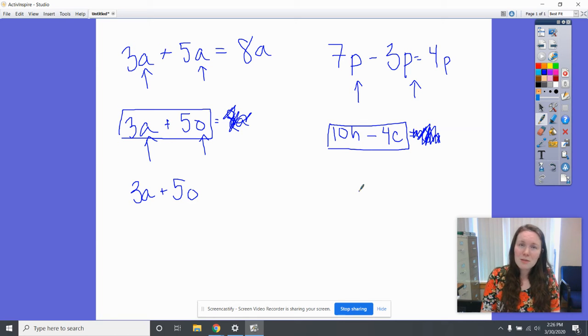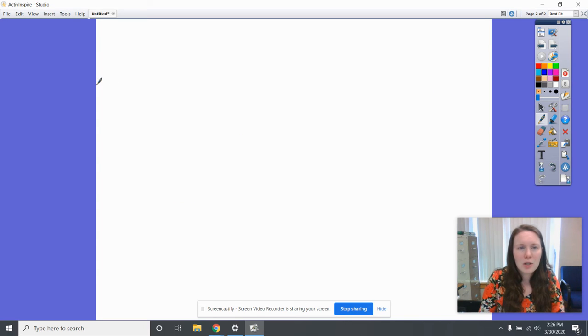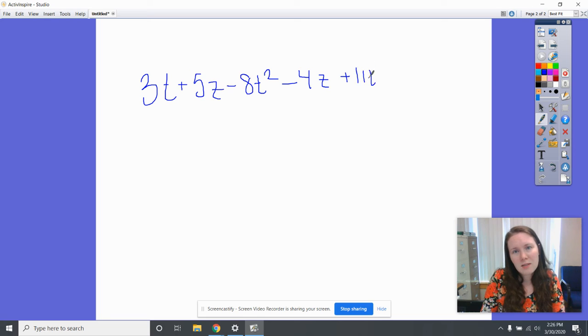Now, sometimes, a lot of the time, it's actually even more complicated looking than this. You might get something that looks a little bit crazier. What if we have 3t plus 5z minus 8t squared minus 4z plus 11t plus 8w minus 3t squared. Whew! And I say combine like terms.